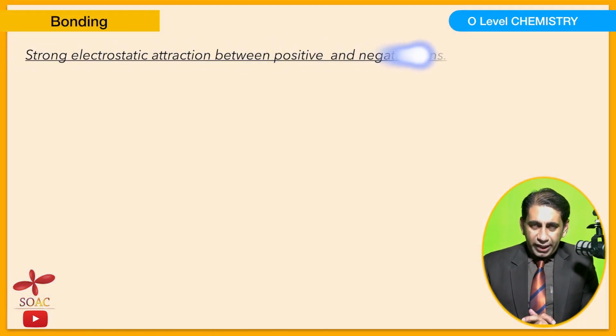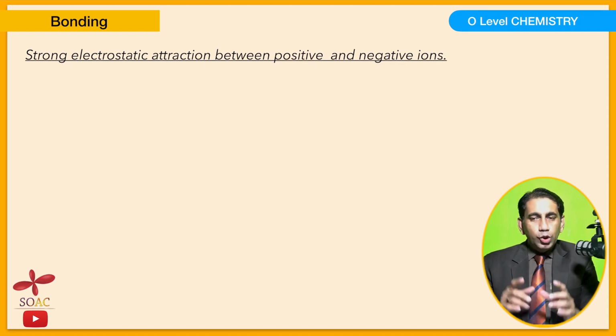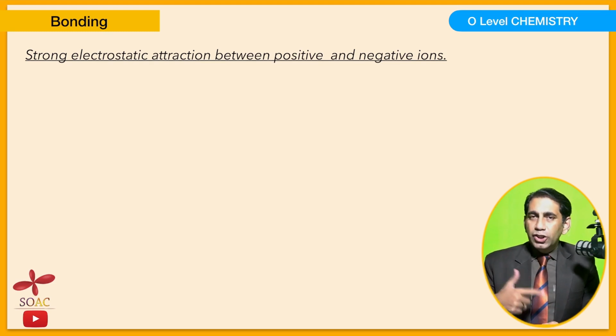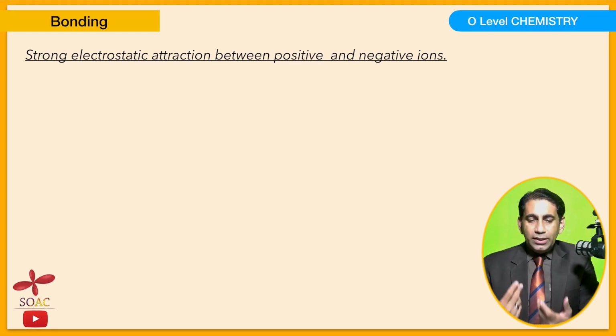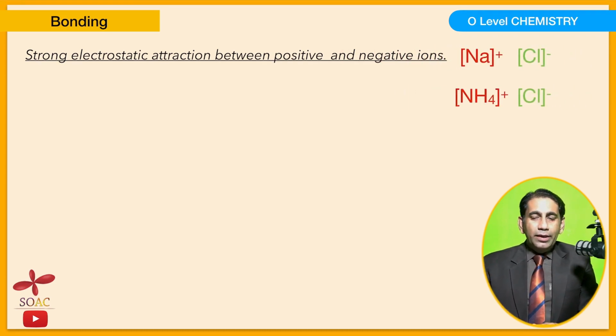Strong electrostatic force of attraction between opposite ions. A force of attraction that holds oppositely charged particles, opposite ions, together is called an ionic bond. So, the typical definition is: strong electrostatic force of attraction that holds oppositely charged particles together is said to be an ionic bond. For example, when sodium ion is allowed to meet with a chloride ion, there is the formation of ionic bond.